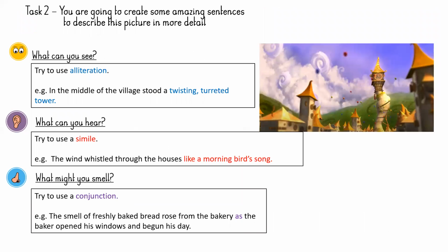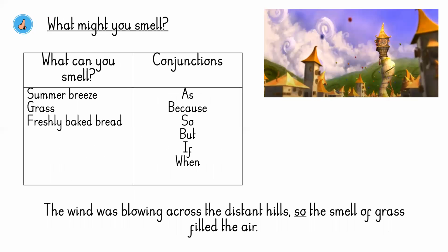And then sentence 3, what might you be able to smell? Now again, this is going to use a little bit of imagination. So you're going to imagine you are standing in this village. What might you be able to smell? Okay, so I've said you might be able to smell the summer breeze, because a summer wind has a different smell to a winter one.